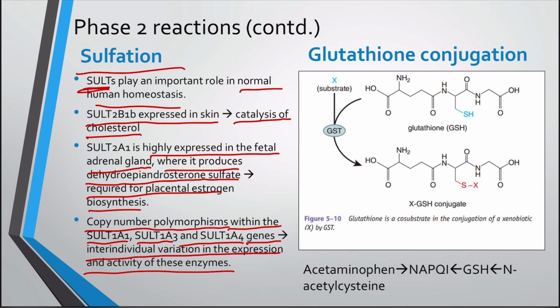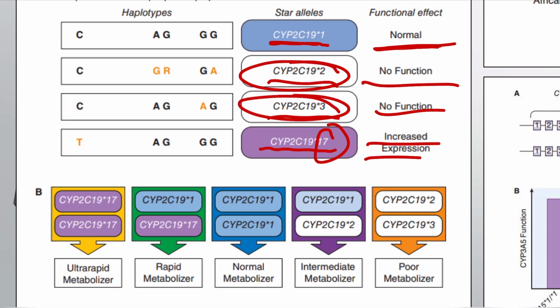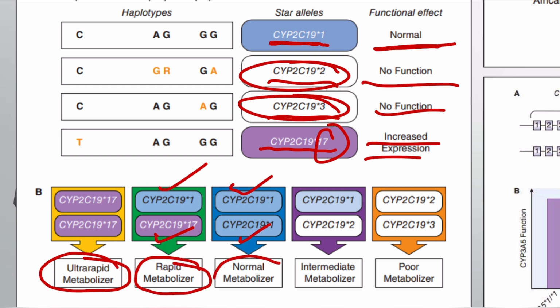Next, we have glutathione conjugation. Glutathione conjugation is basically conjugating the substrate of the drug with the help of glutathione, and it is catalyzed by the enzyme GST. This can lead to individuals who come under the category of ultra rapid metabolizer. Then, in case one allele is normal and the other one is highly active, it will lead to the rapid metabolizer group. When both alleles are normal, it will be a normal metabolizer.